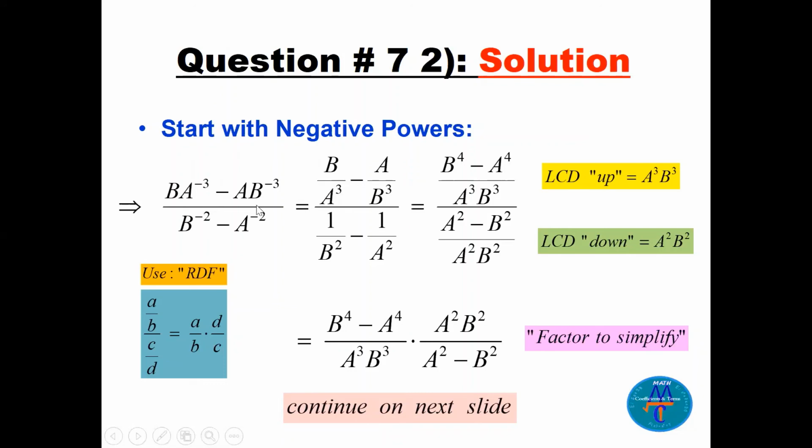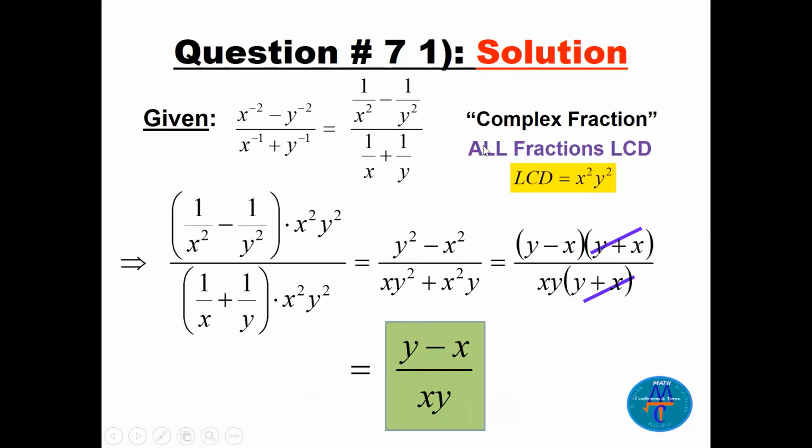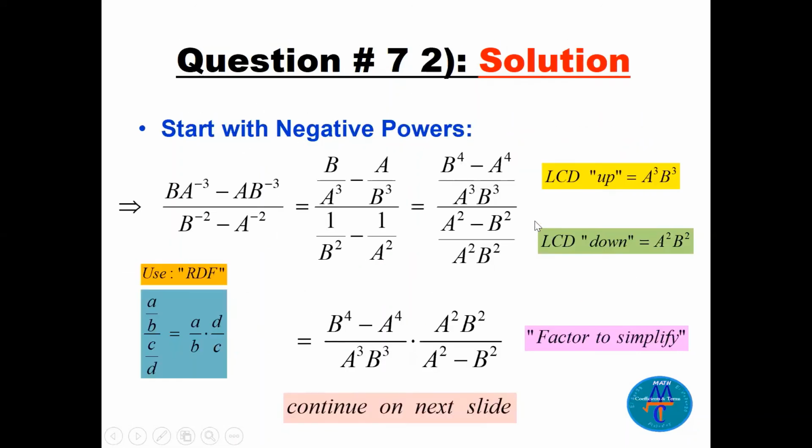B over A cubed minus A over B cubed, over 1 over b squared minus 1 over a squared. So now, the LCD for the numerator here is a cubed b cubed. See, I use a different method now. This is method number 1 actually. If you do numerator and denominator, each one separately, then use the reciprocal here, that's method number 1. If you find the LCD for all fractions like this one, this is method number 2. Any method you can use, whichever you find easy.